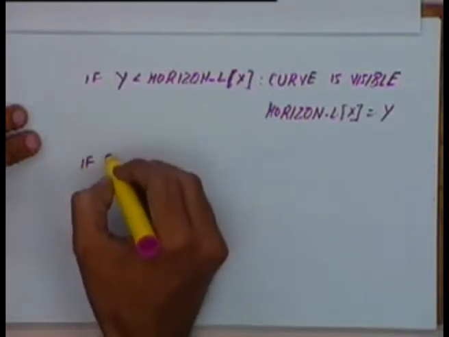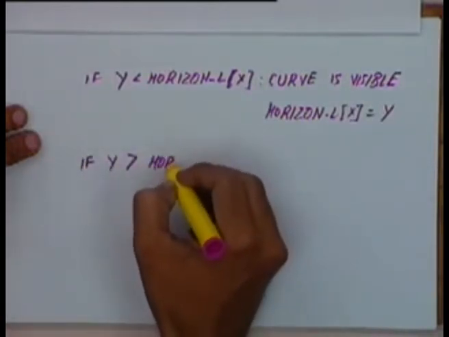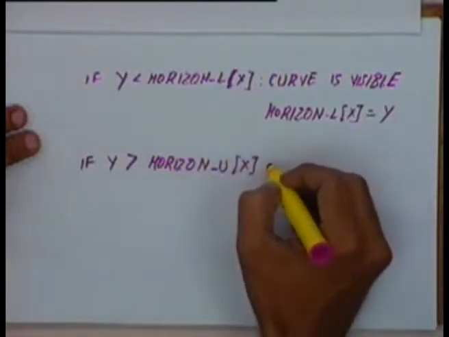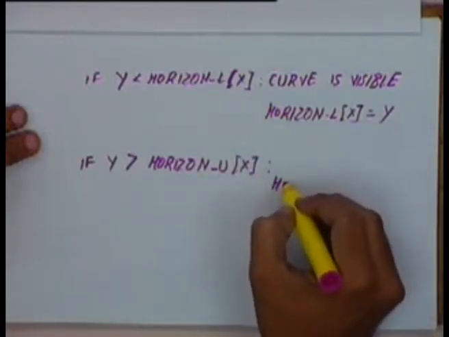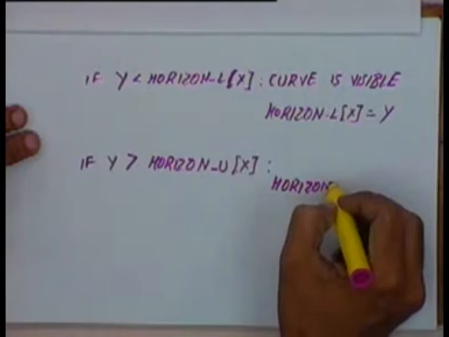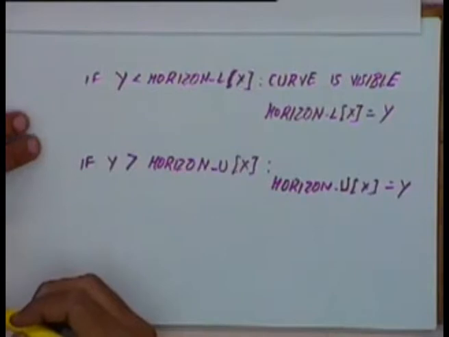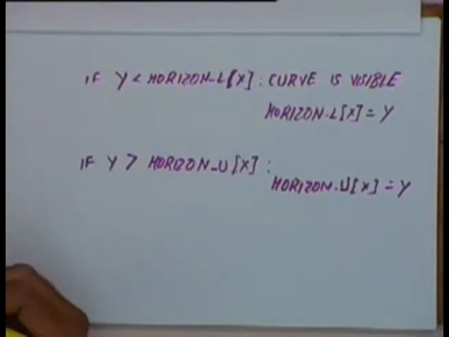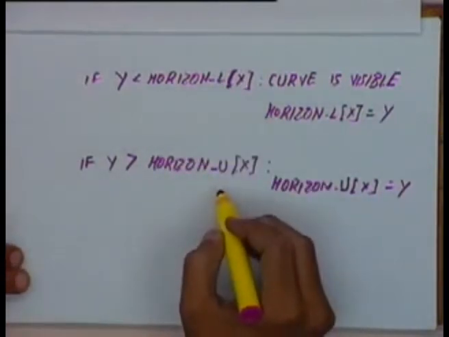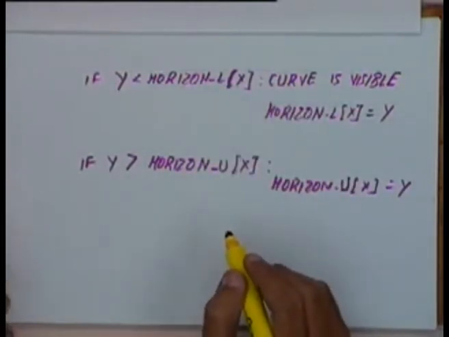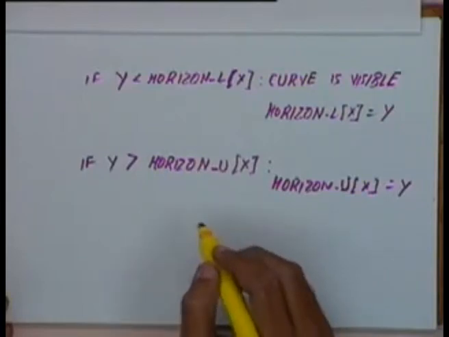Okay, and if y is greater than the horizon upper, sorry, then of course the curve is visible, and we will say horizon upper of x will be equal to y. Okay, so we maintain two arrays, one is horizon lower and the other is horizon upper. By doing that we will be able to display thin surfaces. Okay, surfaces which can also become visible from underneath.